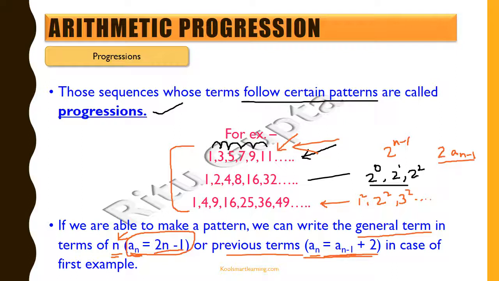In this third pattern that we have, we can say an is equal to n square. So if n is 1, it is 1. If n is 2, it becomes 2 square, which is 4. If n is 3, it becomes 9, and so on. So this is how we are representing the general term of a progression.